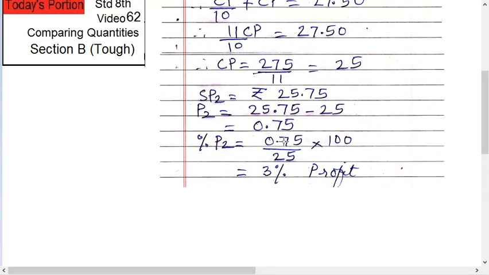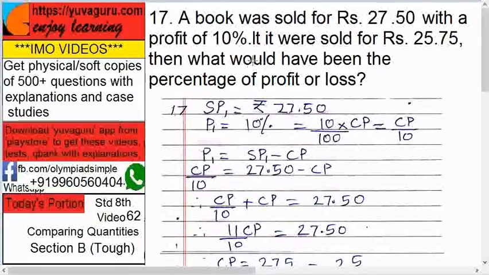So solve this. This 100 goes and it becomes 75 upon 25, it becomes 3. So it is 3%. That is the answer. So the question is, what would have been the profit percentage if it would have been sold for 25.75? So the answer is 3%. These two problems were heavy. You study them again. We'll continue the remaining problems in the next video.